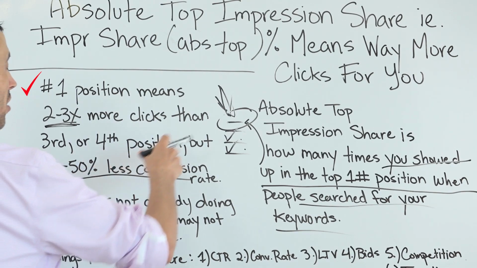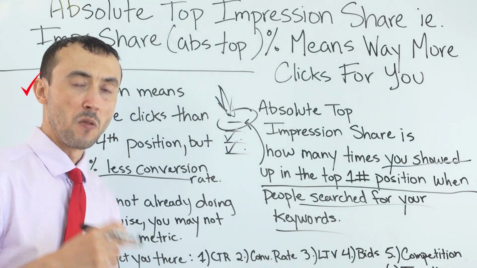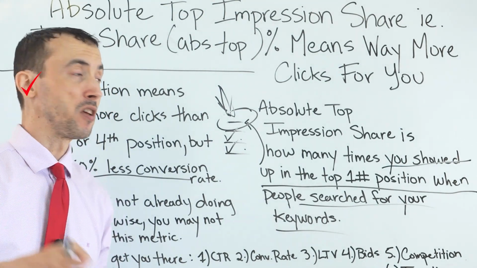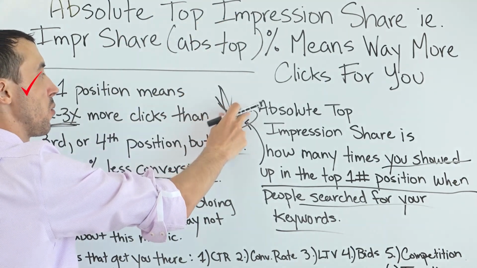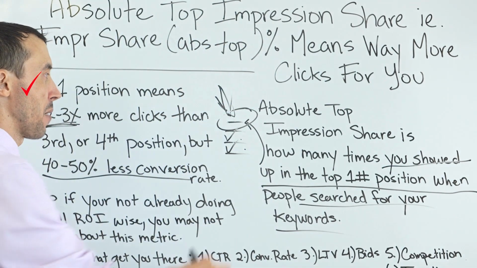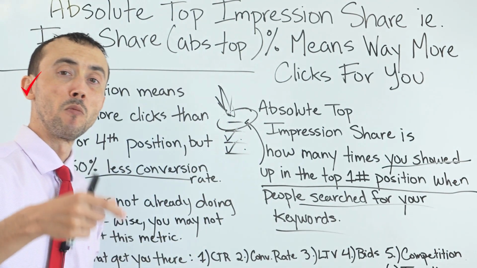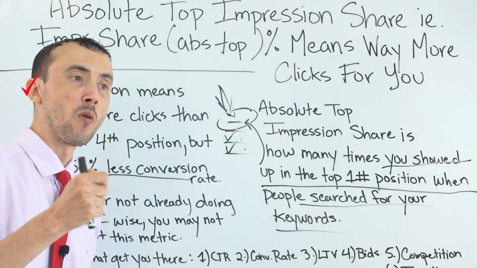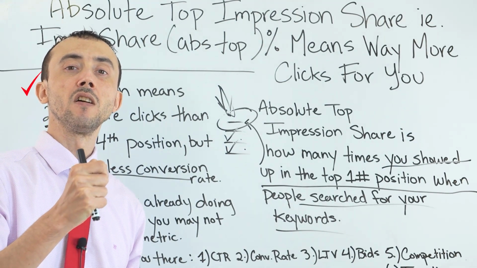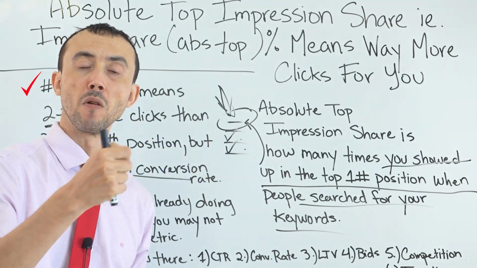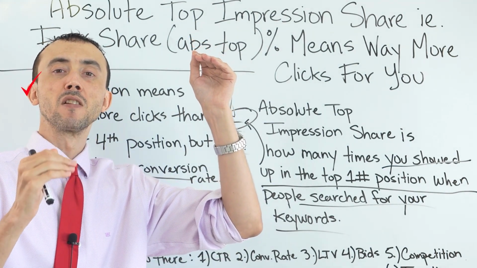So, in other words, going full circle on this, if you have an ROI that's already better than what you need, I would recommend you aim for a higher absolute top impression share, because that's going to get you way more clicks, because the top position gets 2 to 3 times the click-through rate that the third and fourth position do. Your conversion rate will be less, yes, but you can afford a lower ROI, because you're already doing better than the minimum ROI your campaign needs, and the increase in sales you get will offset a little bit of a lower ROI.